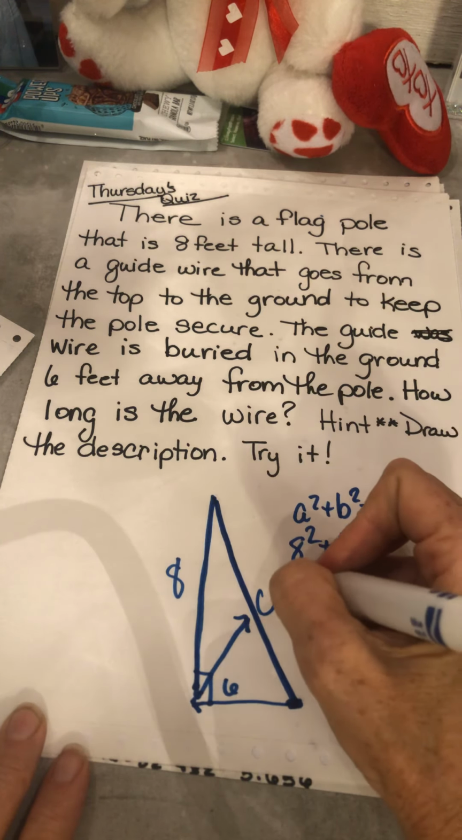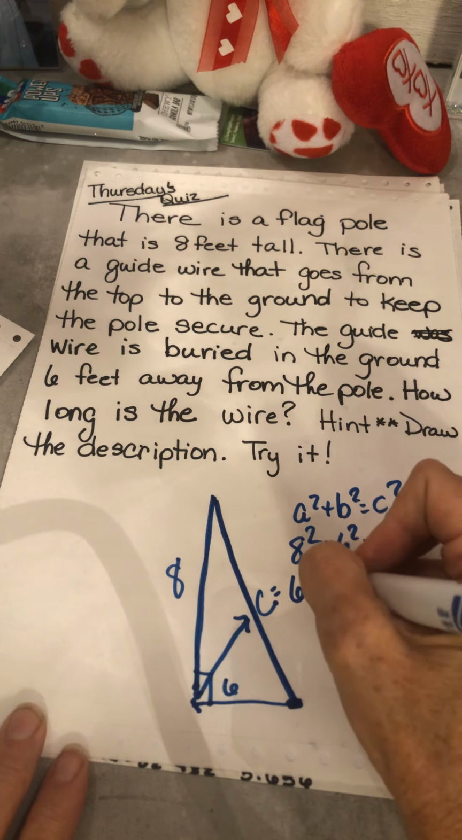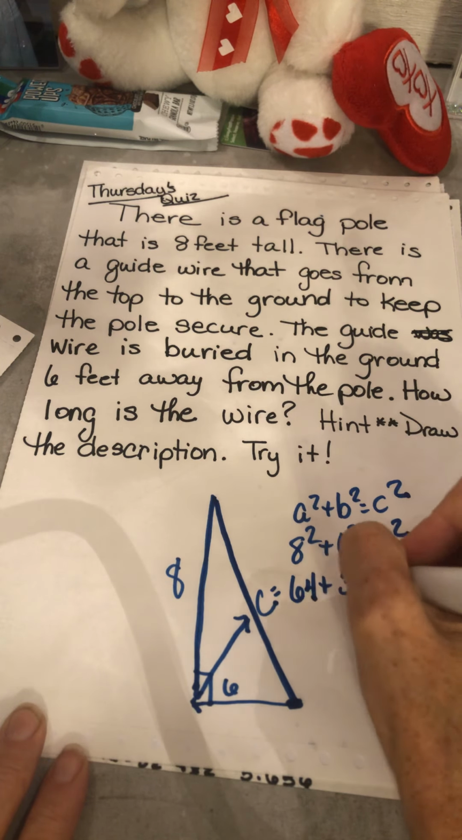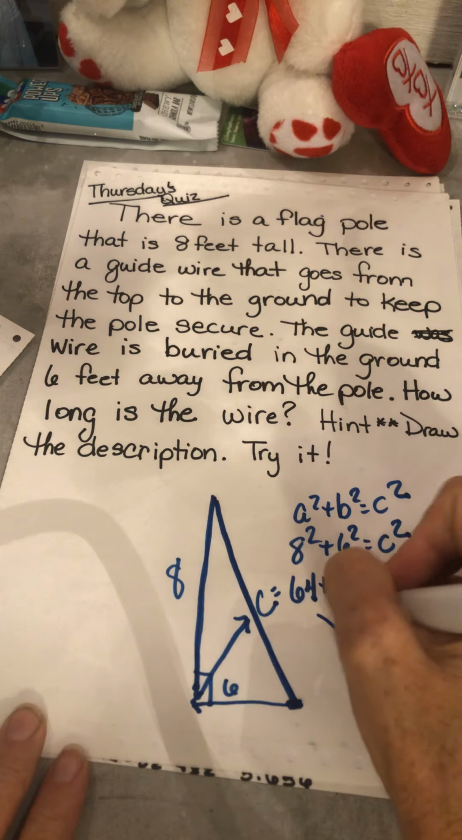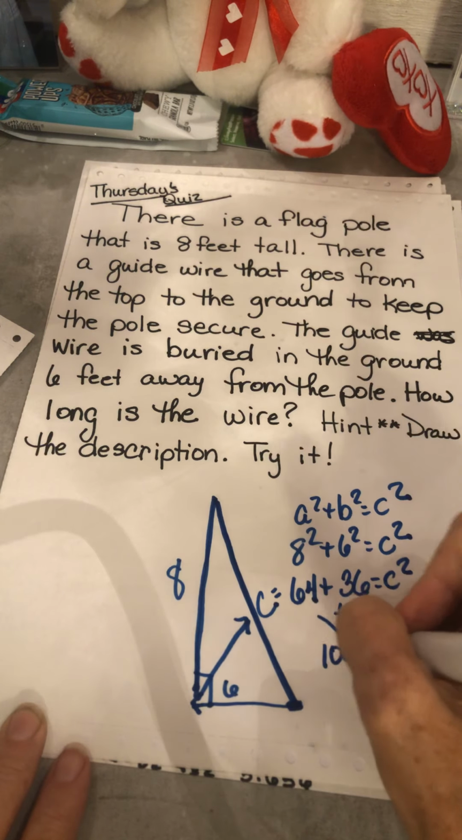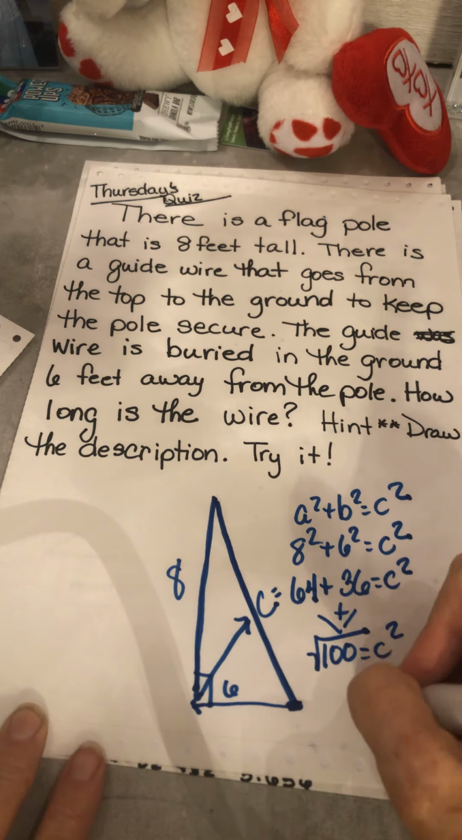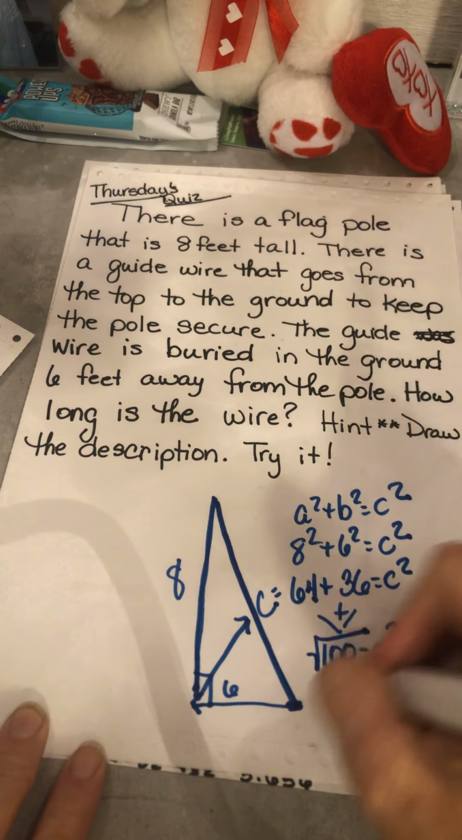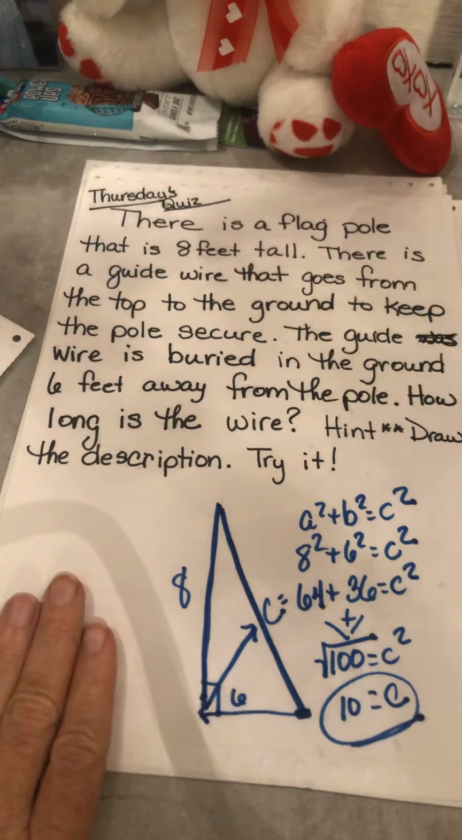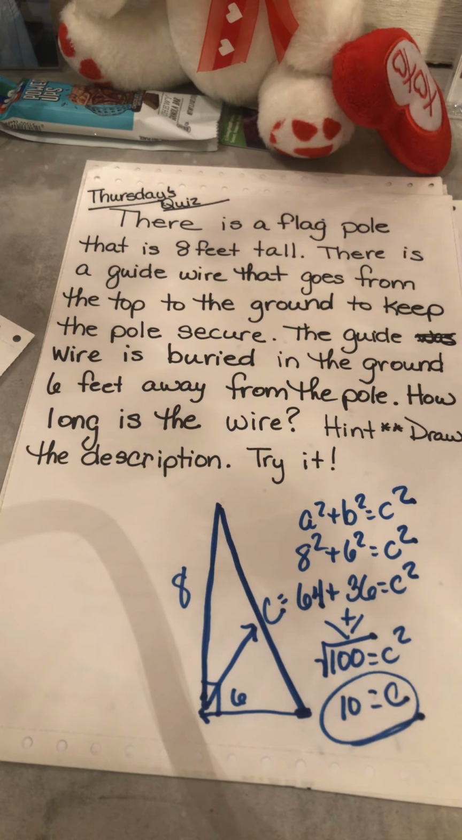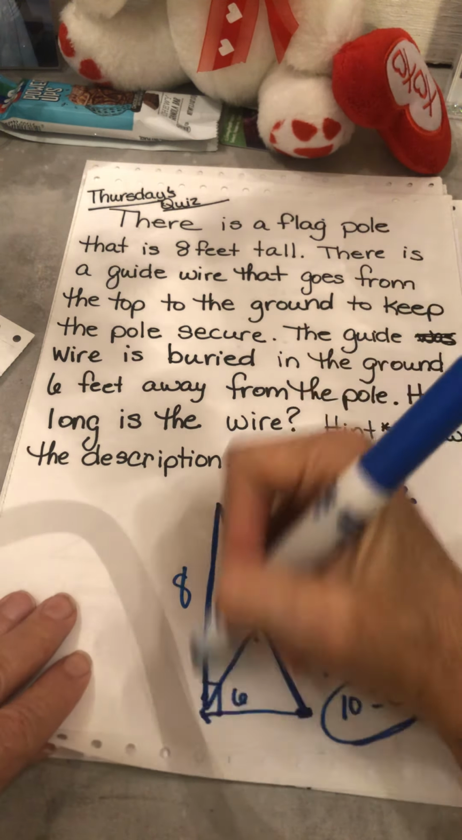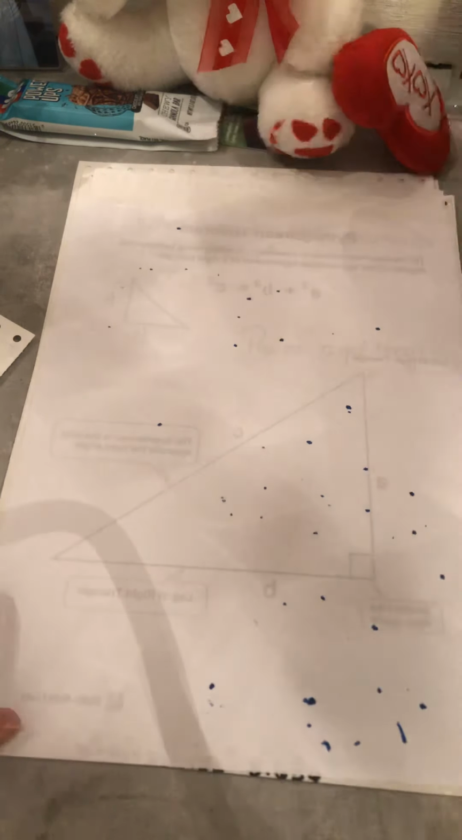8 squared means 8 times 8, which is 64. 6 squared means 6 times 6, which is 36. Add that up. The square root of 100, what times what gives me 100 where the numbers are the same, is 10. So once again, this was a review. This was on Thursday's quiz. I just wanted to go through it, just show you draw as you go.